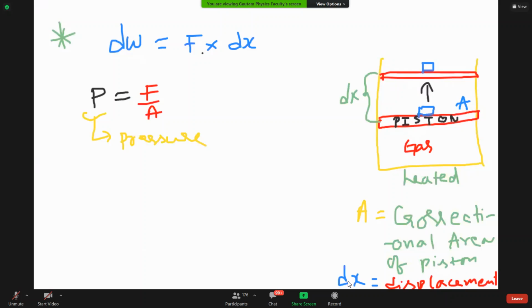So pressure is equal to force by area. Motorcycle, it is present. Yes, well done. No doubt in that one. What you told is correct. Pressure is equal to force by area.